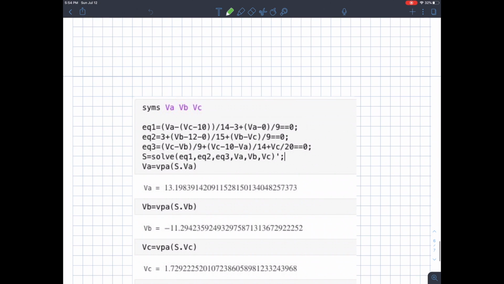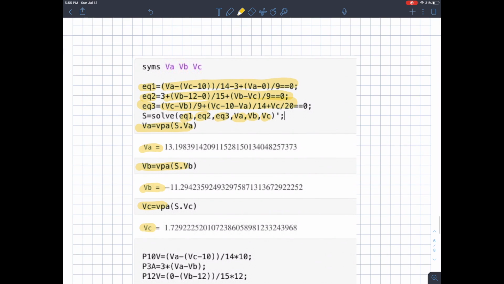Okay, so at this point I've put all of these equations into MATLAB, and we've talked about this before, where we enter the equations. This is node A equation, this is node B equation, this is the node C equation, and we just put this into the symbolic solve for the variables VA, VB, and VC.